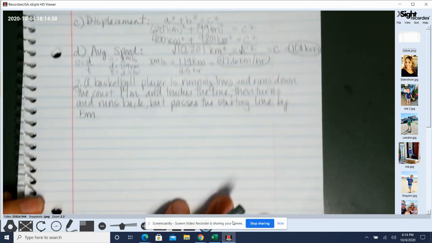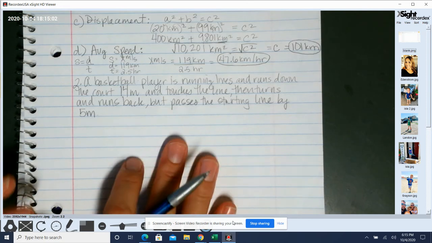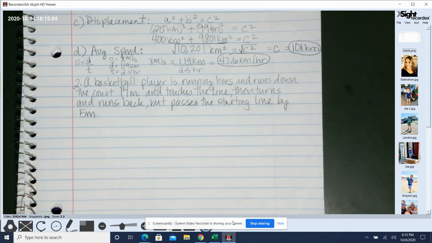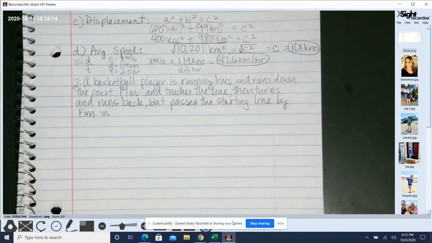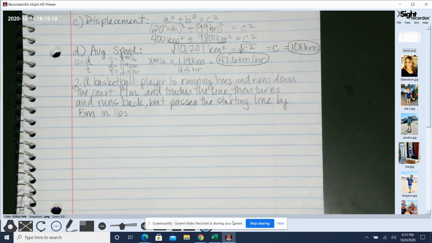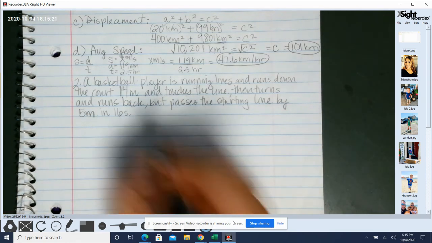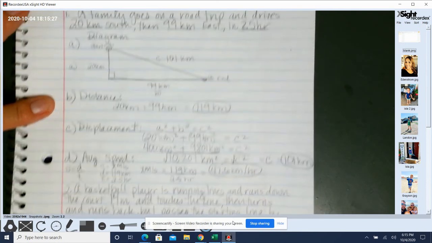All right, next one. A basketball player is running lines and runs down the court 14 meters and then touches the line, then turns and runs back, but passes the starting line by 5 meters in, see, I didn't write all my times down, 16 seconds. Okay, so we need to solve. And just like the first one, I want a diagram and I want the distance, the displacement, and average speed.